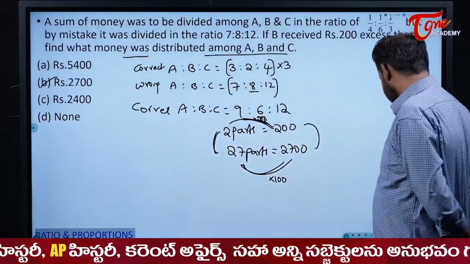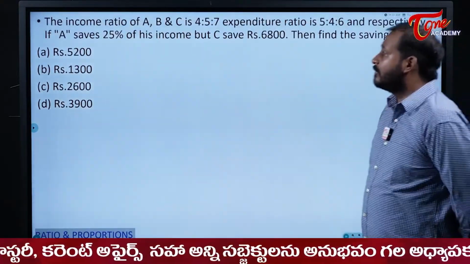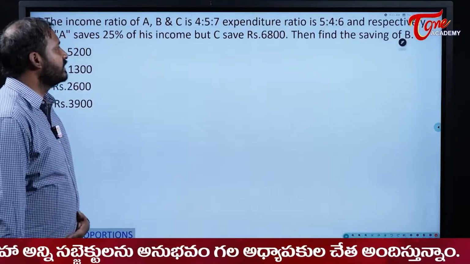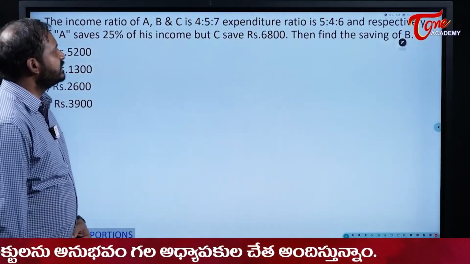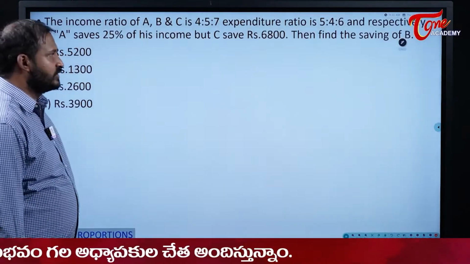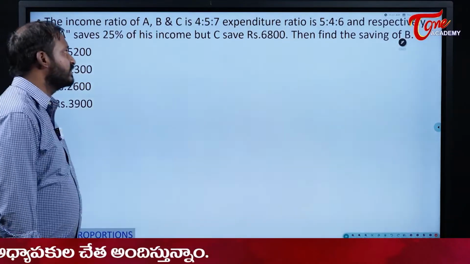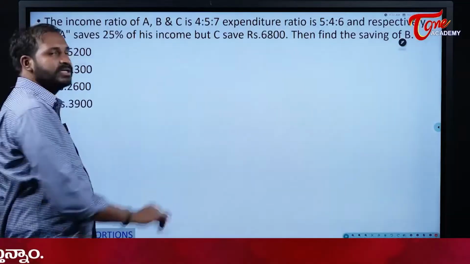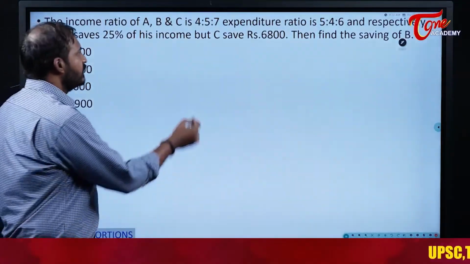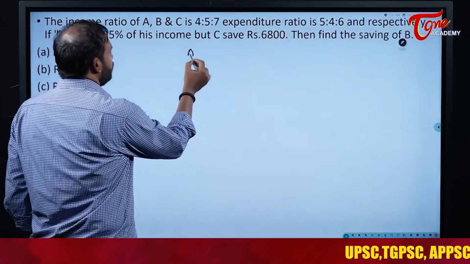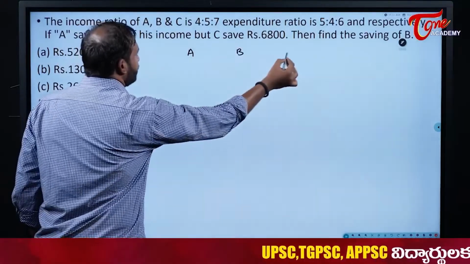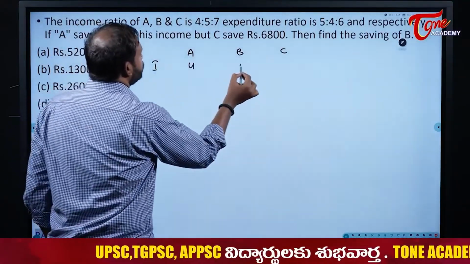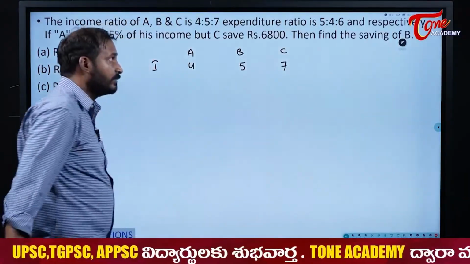Okay, next one. The income of A, B and C is 4:5:7. Expenditure ratio is 5:4:6 respectively. If A saves 25% of his income but B saves rupees 600. Okay, now they are telling that the income ratios of A, B and C are 4:5:7. Good, superb.